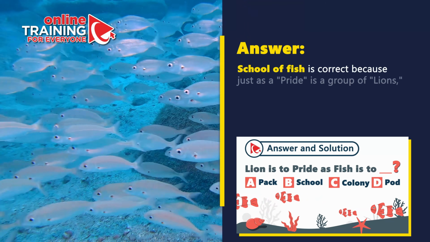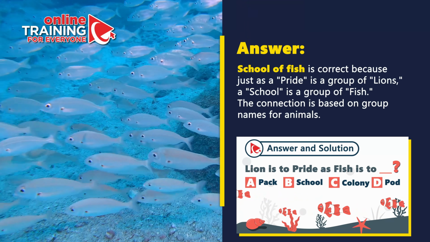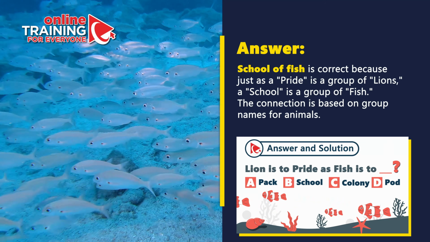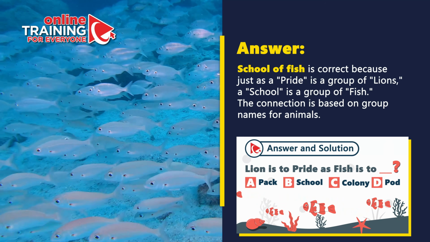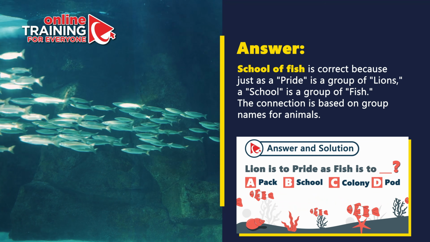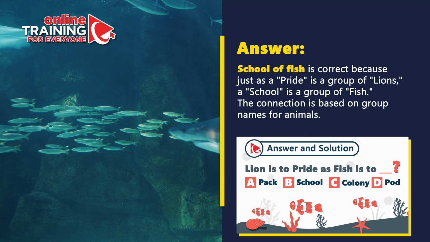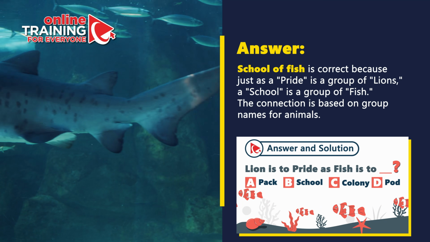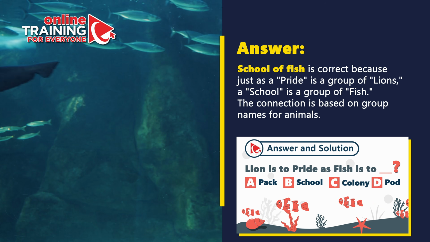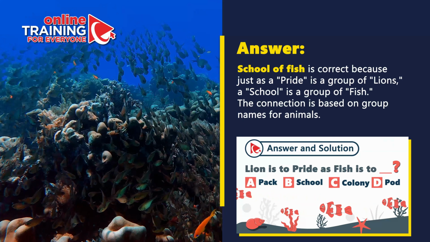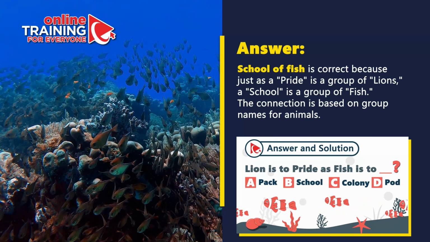School of fish is correct because just like a pride is a group of lions, a school is a group of fish. And the logical connection here is based on the group names for the animals. What's interesting here is that fish form schools primarily as a defense mechanism. The large number of them confuses predators, making it difficult for them to single out a target. A school of fish moves in a highly coordinated manner, creating the illusion of a single larger organism.